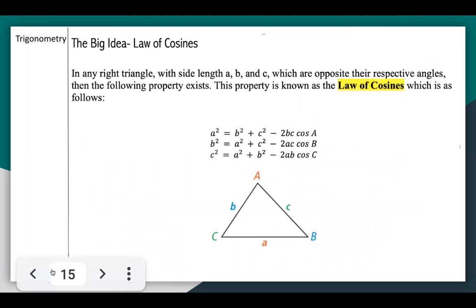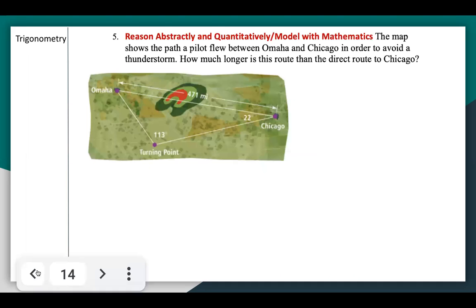Okay, I've taken a look at this. I don't think I'm going to get to the law of cosines because this video is pretty long already itself. I'm going to skip it. I'm only going to be pretty much quizzing you on the law of sines, and we're not going to get to the law of cosines.